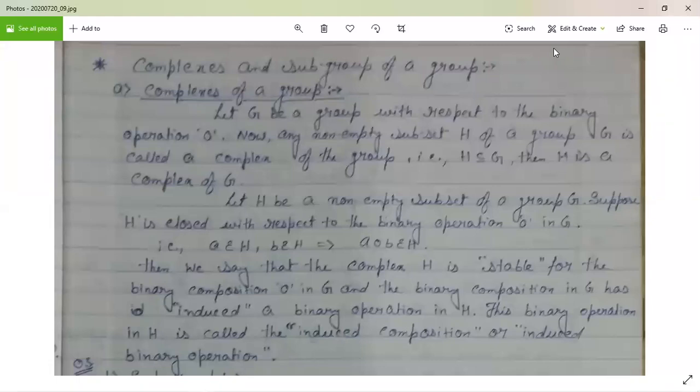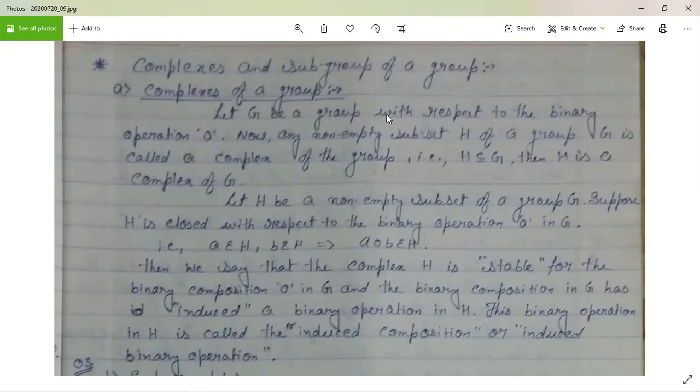Complexes of a group. I will see the definition of a group first. If G is a non-empty set equipped with a binary operation star or O or anything which is a binary operation, and satisfies some axioms such as closure axiom, associativity, existence of identity element and existence of inverse, then we say that G is a group.